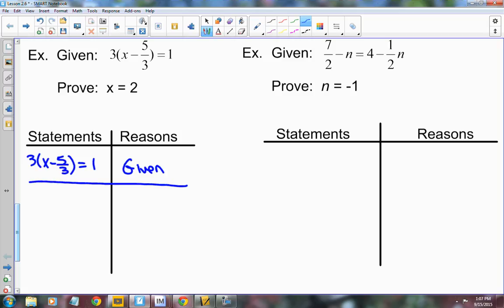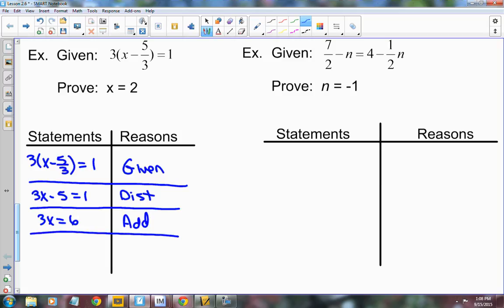And what we're going to do is solve this equation, and for every step that we do, we're going to justify it, okay? Alright, so what would be the first thing we would do here? Distribute. So we do 3x minus 5 equals 1, and that's the distributive property. Then what would we do? There is subtraction there, but to solve it, you would add. So we'd add 5 to both sides, so we get 3x equals 6. That's addition. So we always do the opposite operation.